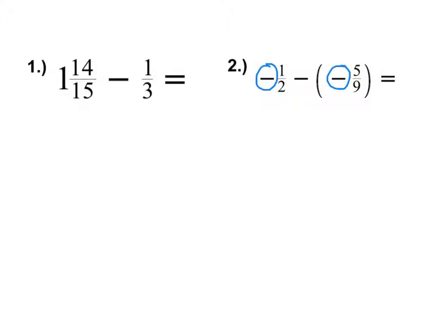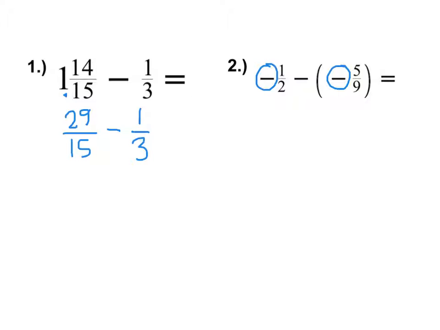All right, let's take a look at number 1. 15 times 1 is 15. 15 plus 14 is 29. I keep the denominator, so I have 29 over 15, and I'm going to subtract 1/3.